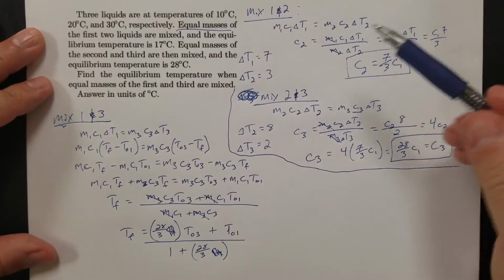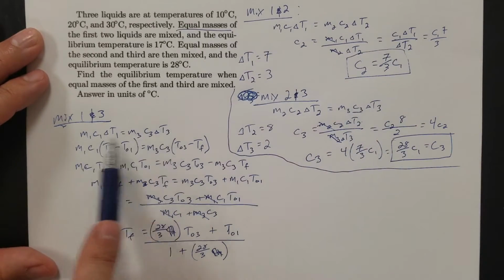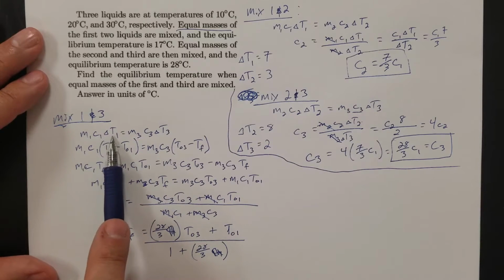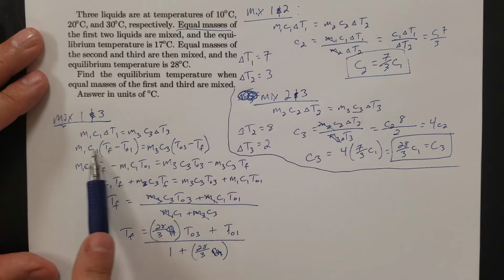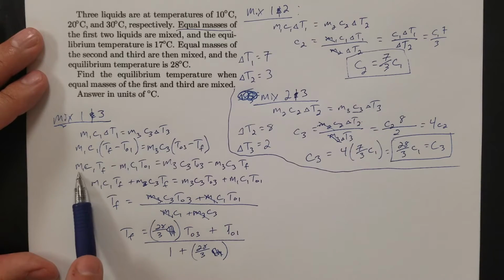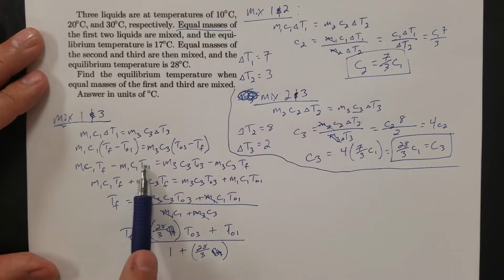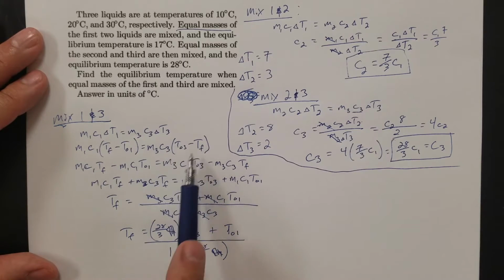Okay, so here's my equation, right? So I change delta T1 into final minus initial, right? And then this one initial minus final to make the negative signs work out. And then I distribute in the MC, right? So MC times T final minus MC times T initial, right? Both sides I've distributed this in.